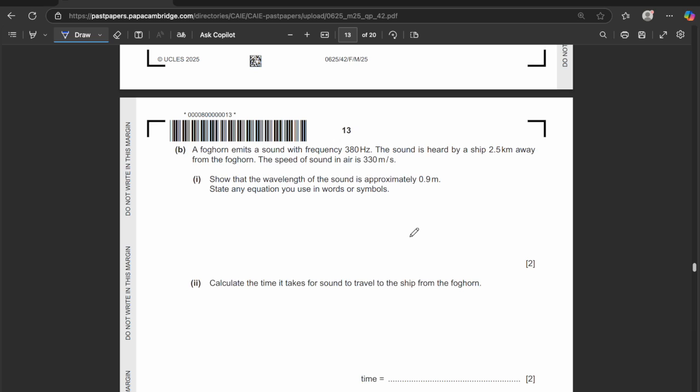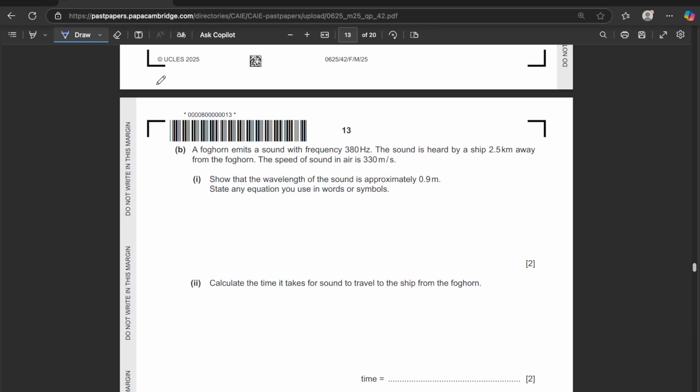B. A foghorn emits a sound with frequency 380 Hz. The sound is heard by a ship 2.5 kilometers away from the foghorn. The speed of sound in air is 330 meters per second. 1. Show the wavelength of the sound is approximately 0.9 meters, and say any equations you use in words or symbols.